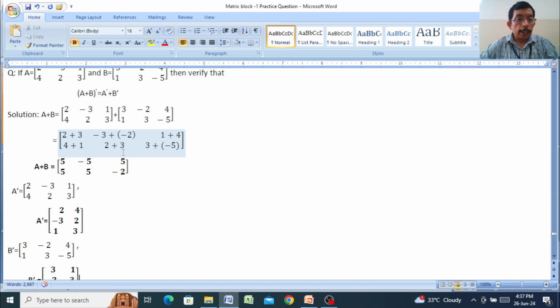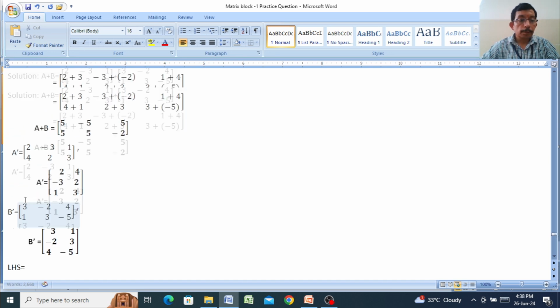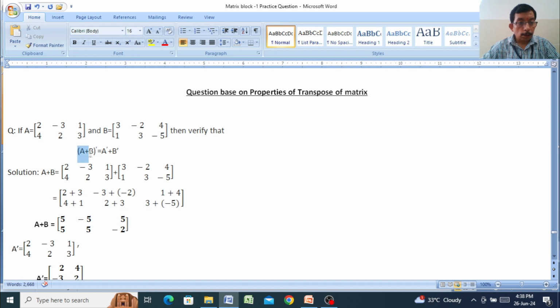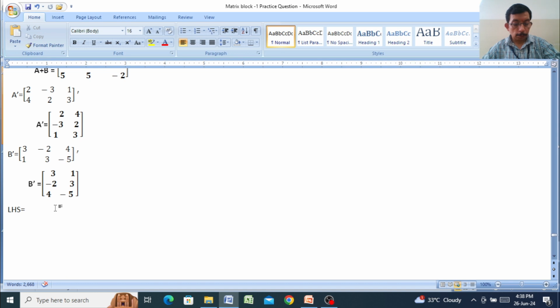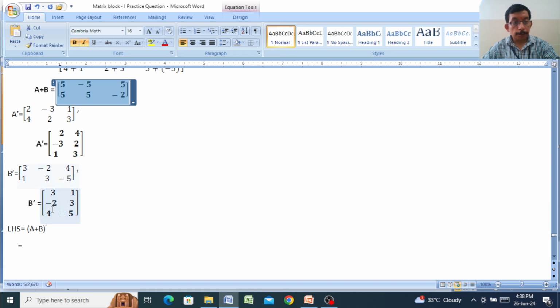This is the transpose of the matrix B. Now take the LHS side, transpose of A plus B. Transpose of A plus B. A plus B is also solved in here. Note down the value.